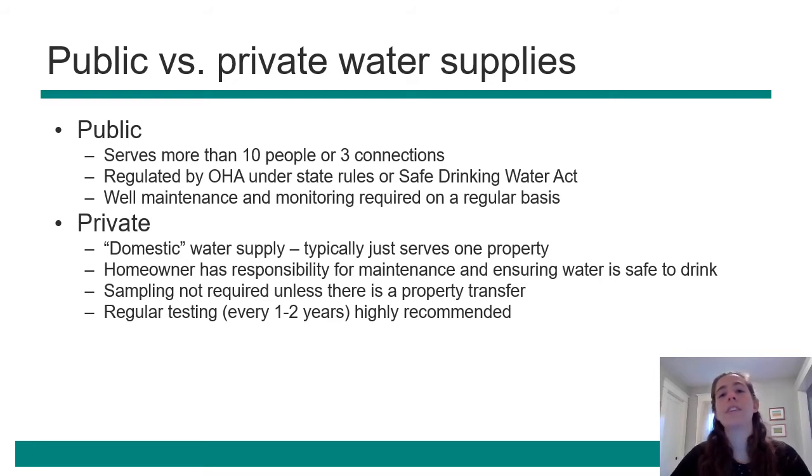Before I delve into the specifics of groundwater-friendly best practices that you can use on your land, I want to quickly define what we mean when we talk about public versus private water supplies. So in Oregon, a public water system serves more than 10 people or 3 connections, and it's regulated by the Oregon Health Authority under state rules or the EPA's Safe Drinking Water Act. Well maintenance and monitoring are required on a regular basis for public water systems. A private water supply typically serves just one property, and the homeowner is responsible for maintenance and ensuring the water is safe to drink. Well sampling isn't required unless there is a property transfer, but regular testing of the well water is highly recommended.